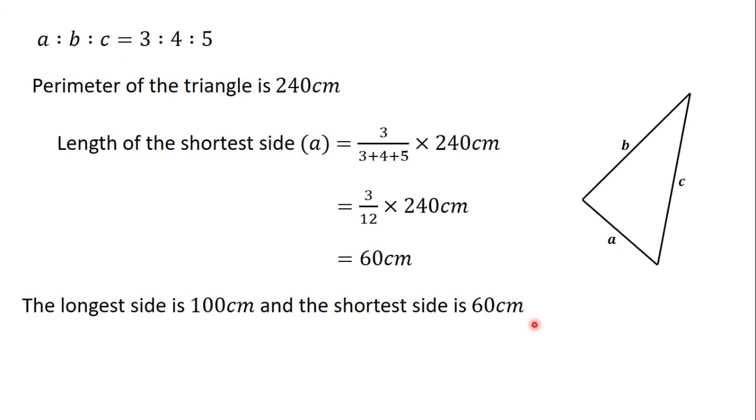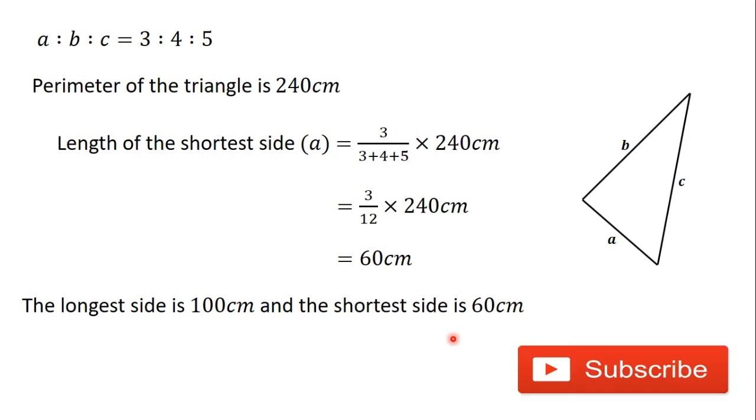You can use this same approach to find the length of B. That will be the part of the ratio that belongs to B, which is 4, divided by the total ratio, which is 12, times 240 centimeters. And that will give you the length of B. In the question, we are asked to find the length of the longest side and the shortest side. We have seen that the longest side is 100 centimeters and the shortest side is 60 centimeters.